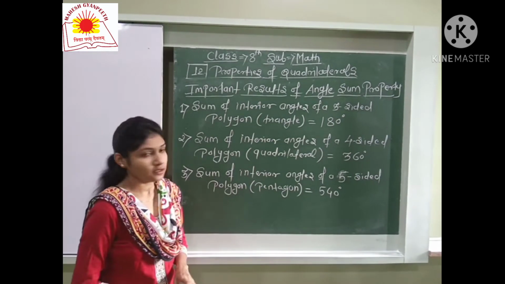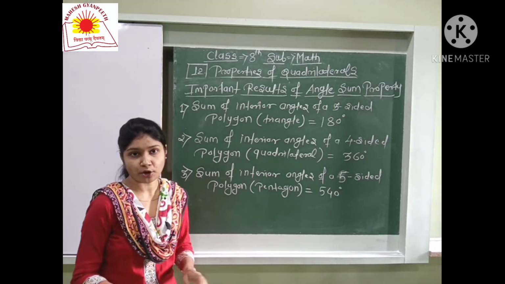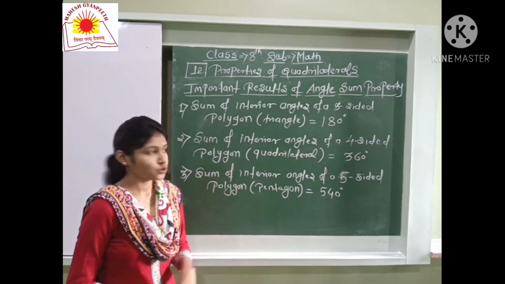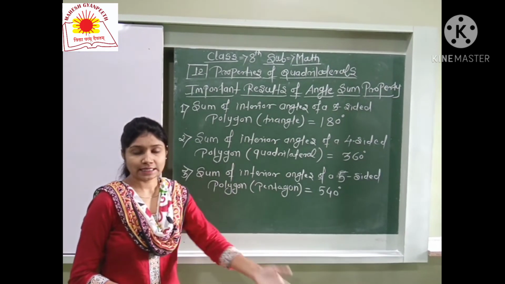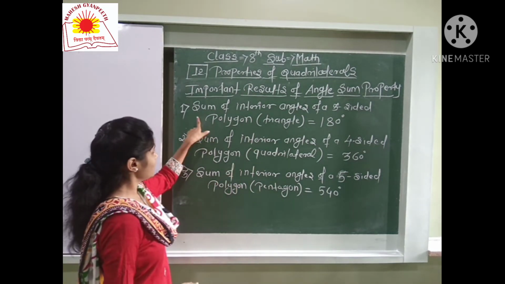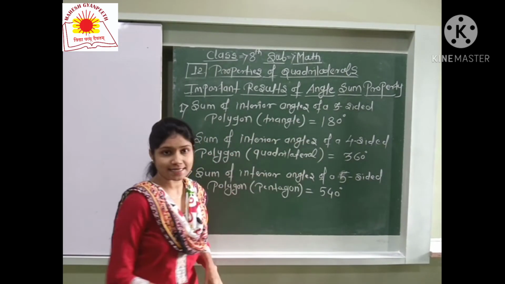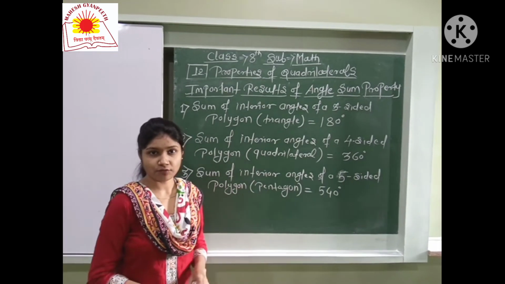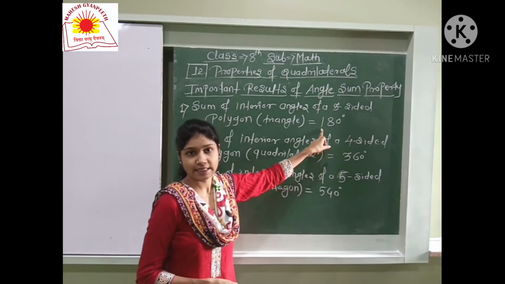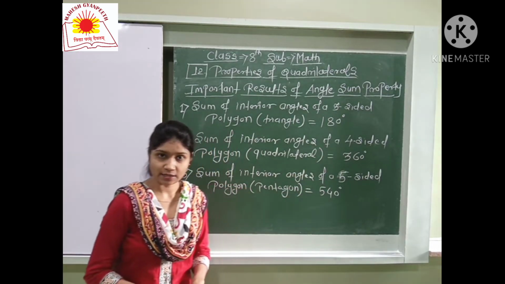Okay, now students, important results of the angle sum property. Regarding the angle sum property, we have to give some important rules and important formulas. See here, very important formulas, because in the first exercise you have to use all these formulae. So listen carefully. First one is the sum of the interior angles of a three-sided polygon, which is a triangle. What is the sum? It's 180 degrees.